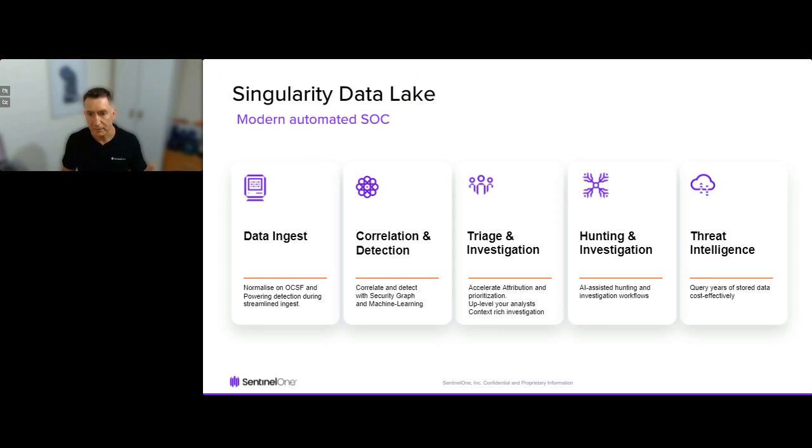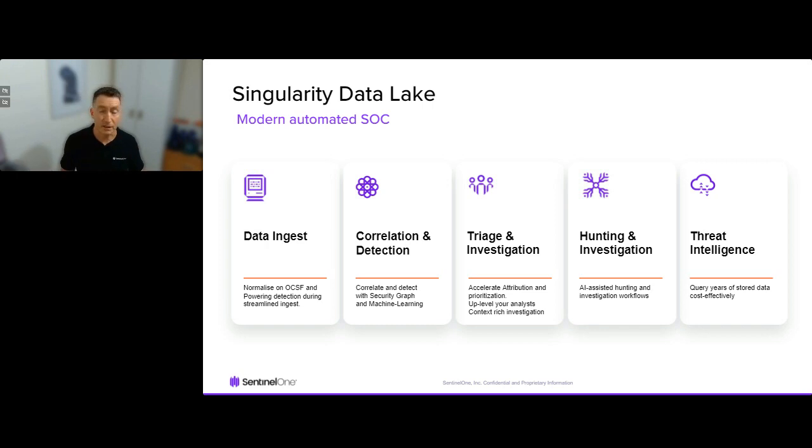So what are the 5 key aspects of modernizing and automating a SOC? Data ingestion, right? That's really key. So bringing this data in and normalizing it to the OCSF framework, and then powering detections using that streamlined detection. Then correlate those detections across Sentinel-1 and partner products, providing things like attack paths and permission maps, which significantly reduces the work required by analysts.